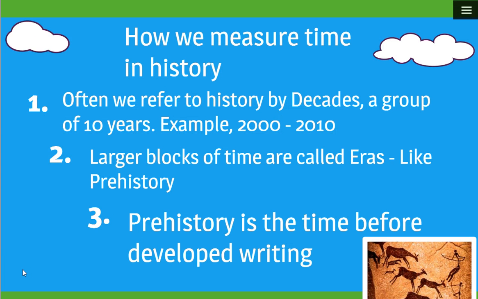All right, some basics here. How do we measure time in history? Well, we often refer to history by decades, especially when we're talking about modern history. You may hear people say the 1960s or the 1980s or the 2000s. I gave you that example there. 2000, 2010 would be the 2000s.